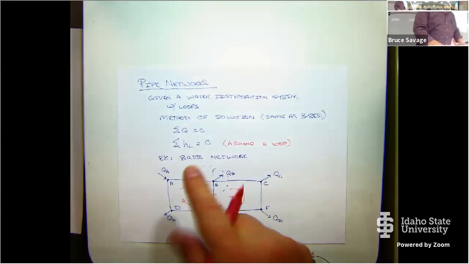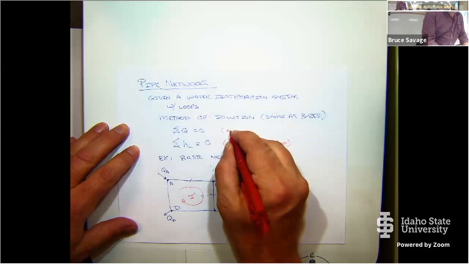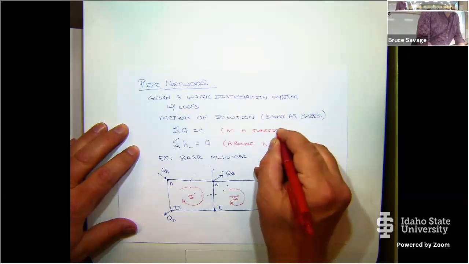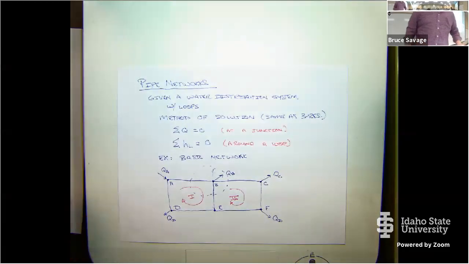And the sum of the flow rates at a junction equals 0. In other words, what comes into the junction better be what's going out of the junction. So if I can balance the flow rates at all the junctions and meet the continuity equation, and if I can balance the sum of the head losses around a loop and meet the energy equation, I've solved my problem.